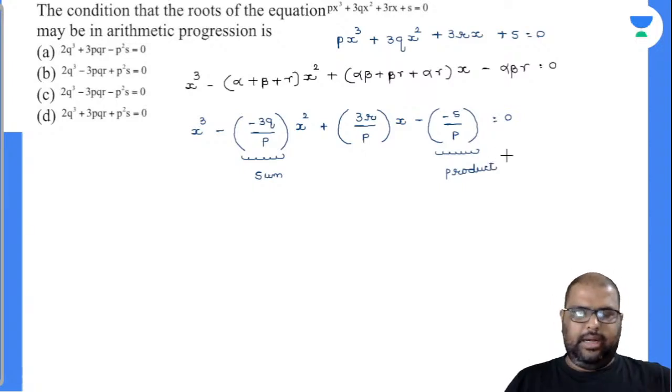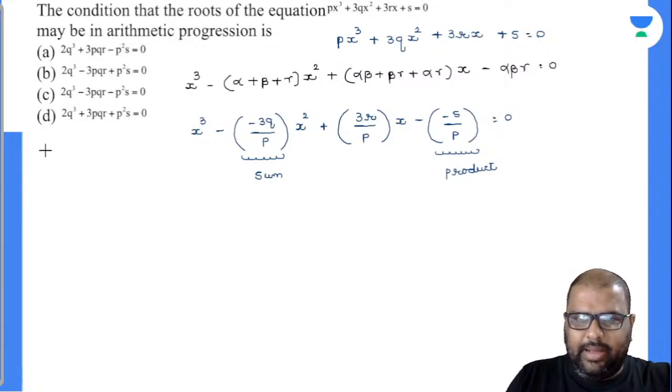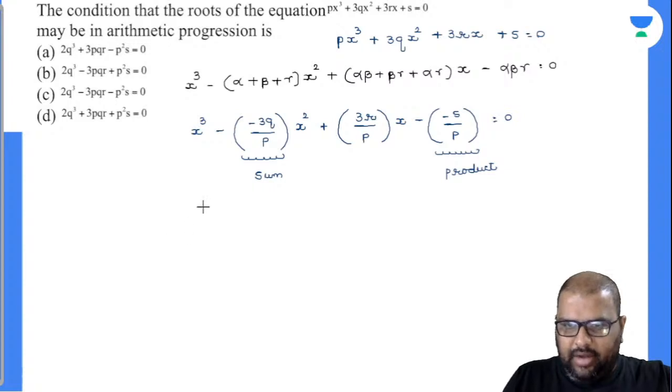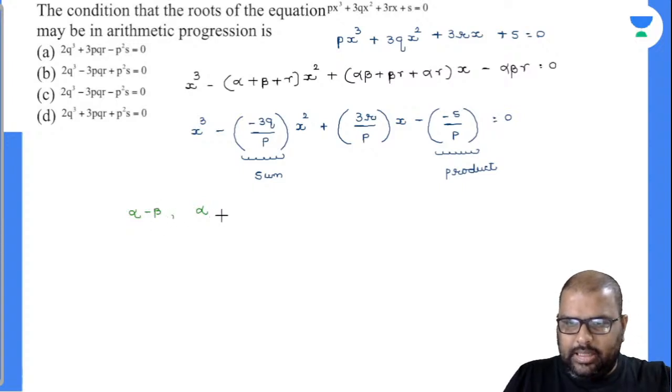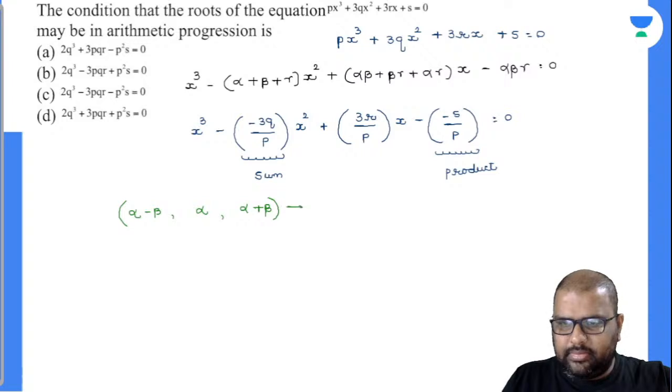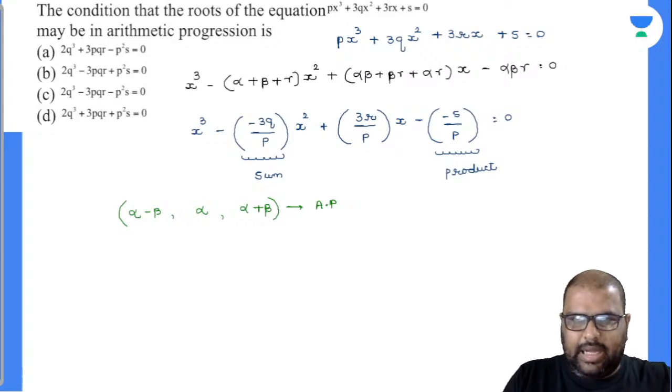Done. Now what is the point given there? Alpha, beta, gamma are in arithmetic progression it seems. So I will take my roots like this now. Alpha as one root, alpha minus beta as my other root, and the third one is alpha plus beta. So these 3 will be surely in arithmetic progression. Am I right or wrong? Will you accept with me?